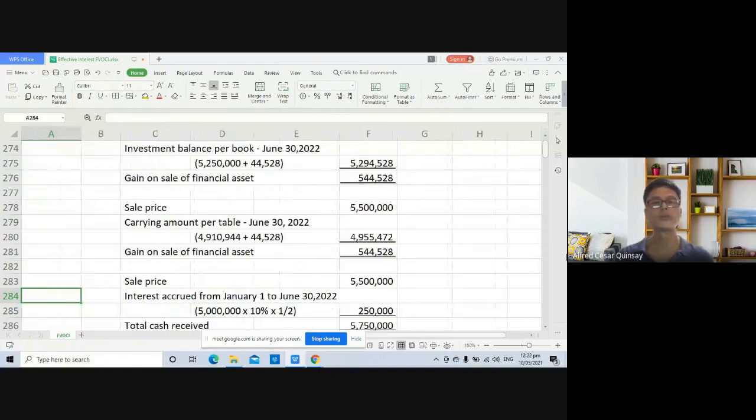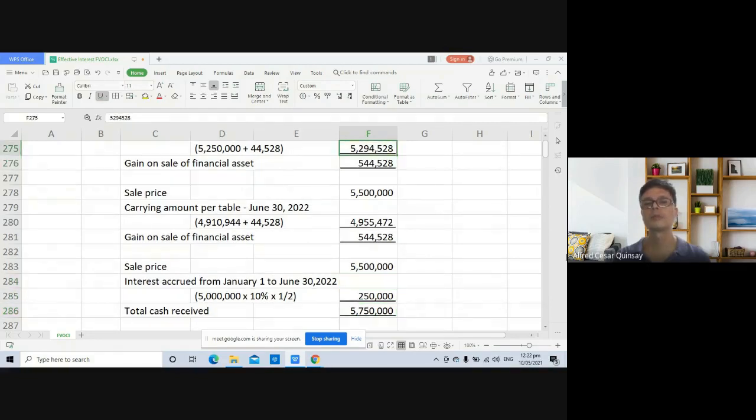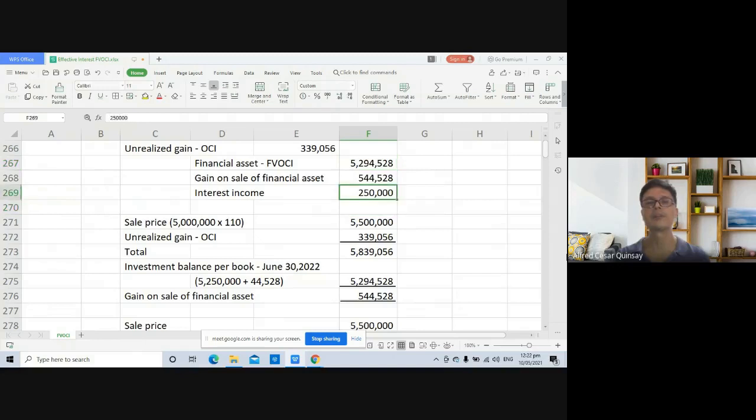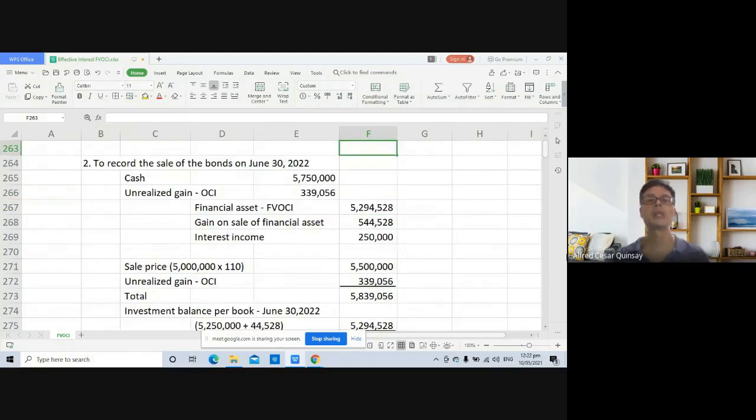And then yung interest accrued from January 1 to June 30, 2022, yung 10% dun sa nominal rate times yung 5 million para dun sa face value. Okay, times 1/2 kasi 1/2 lang yan hanggang June 30 lang, so 250. So meron siyang total cash received na 5,750,000 kasi babayaran yun nung nakabili, no? And then kailangan muna natin malaman tong cash received saka yung unrealized gain.